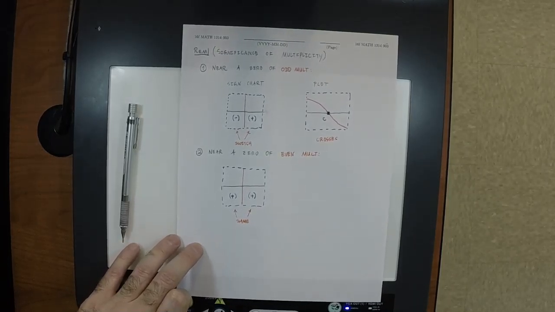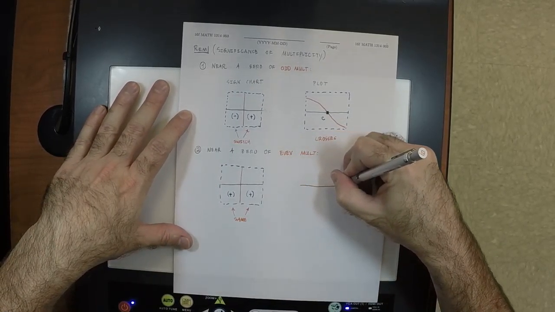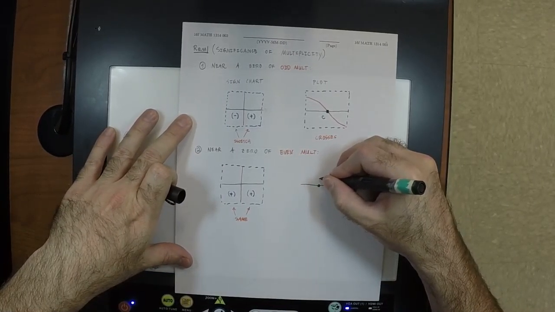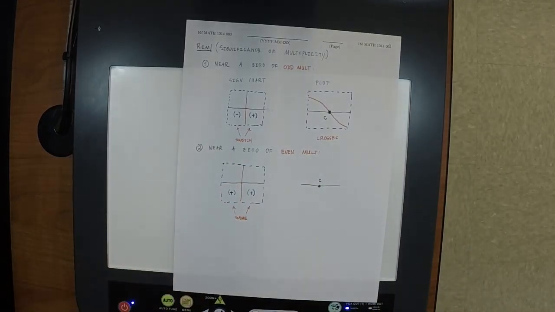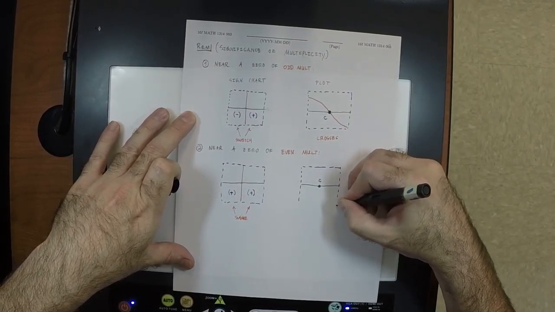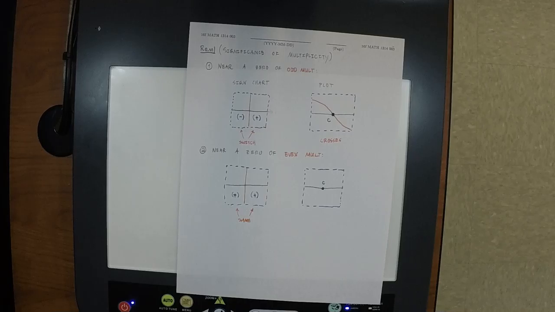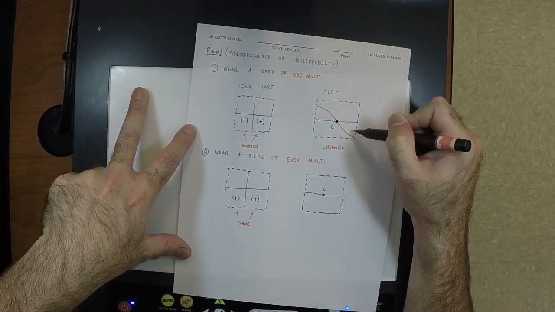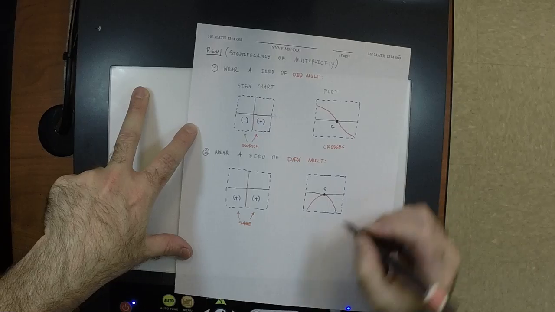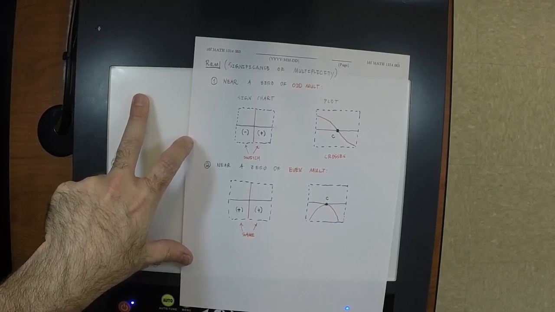Okay, and then for the plot, what we'll observe is that it will bounce off of this one. So instead of crossing, it'll do some kind of bounce. Interesting.